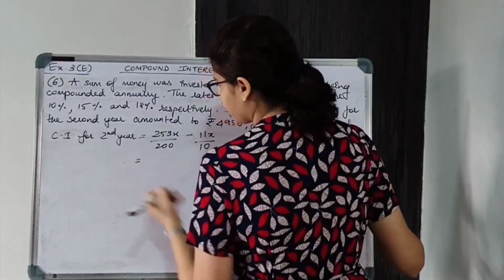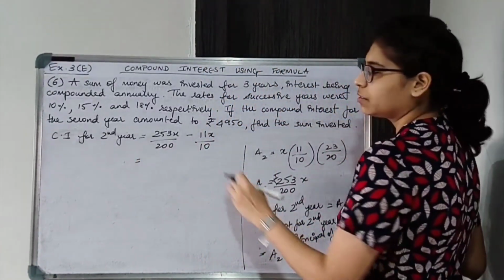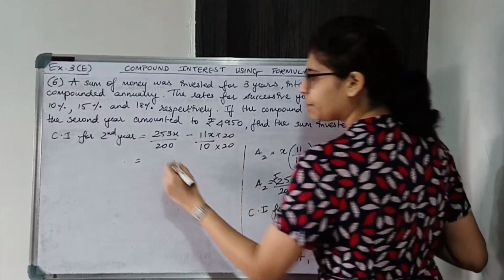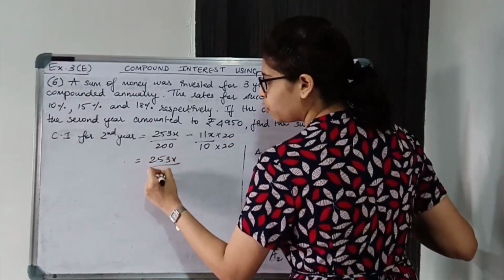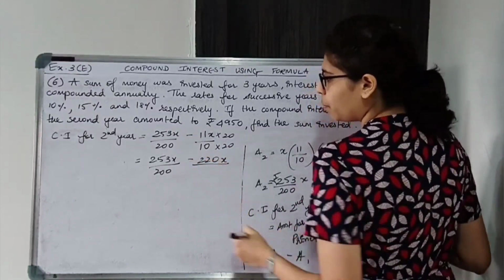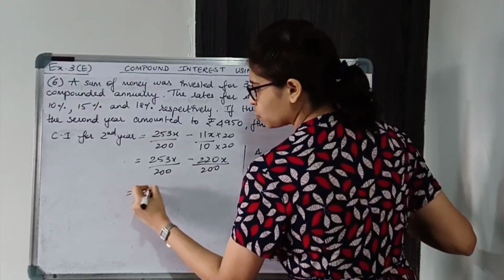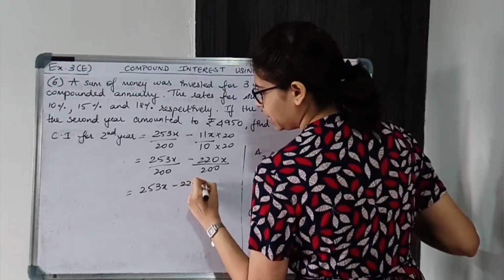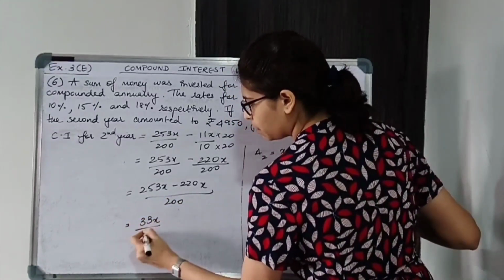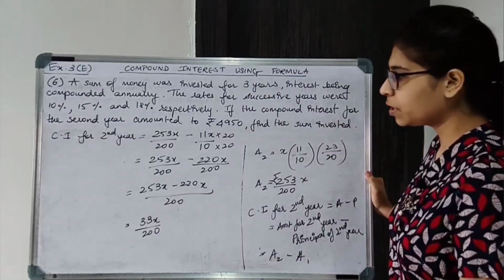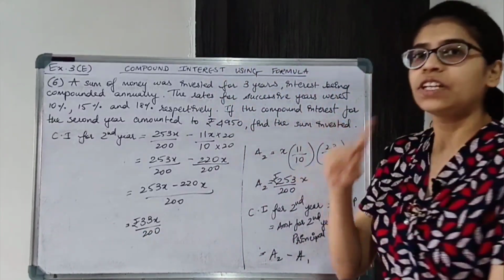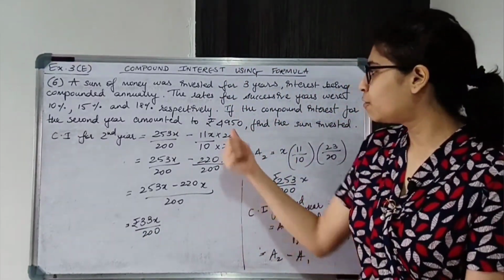Now let's solve this. Over here we need to make the denominator 200, so multiply and divide by 20. So 253x upon 200 minus 20 into 11, that is 220x upon 200. So 253x minus 220x upon 200 will give you 33x upon 200. So CI for second year is this much, but we are told that CI for second year is 4950.